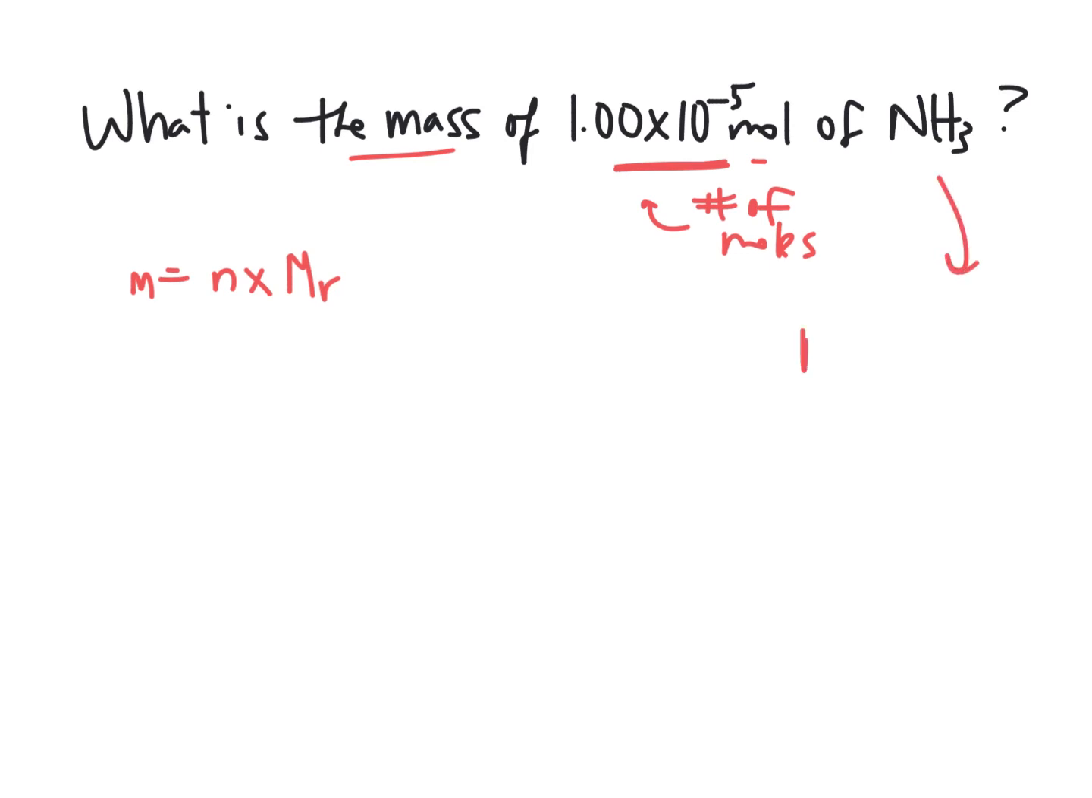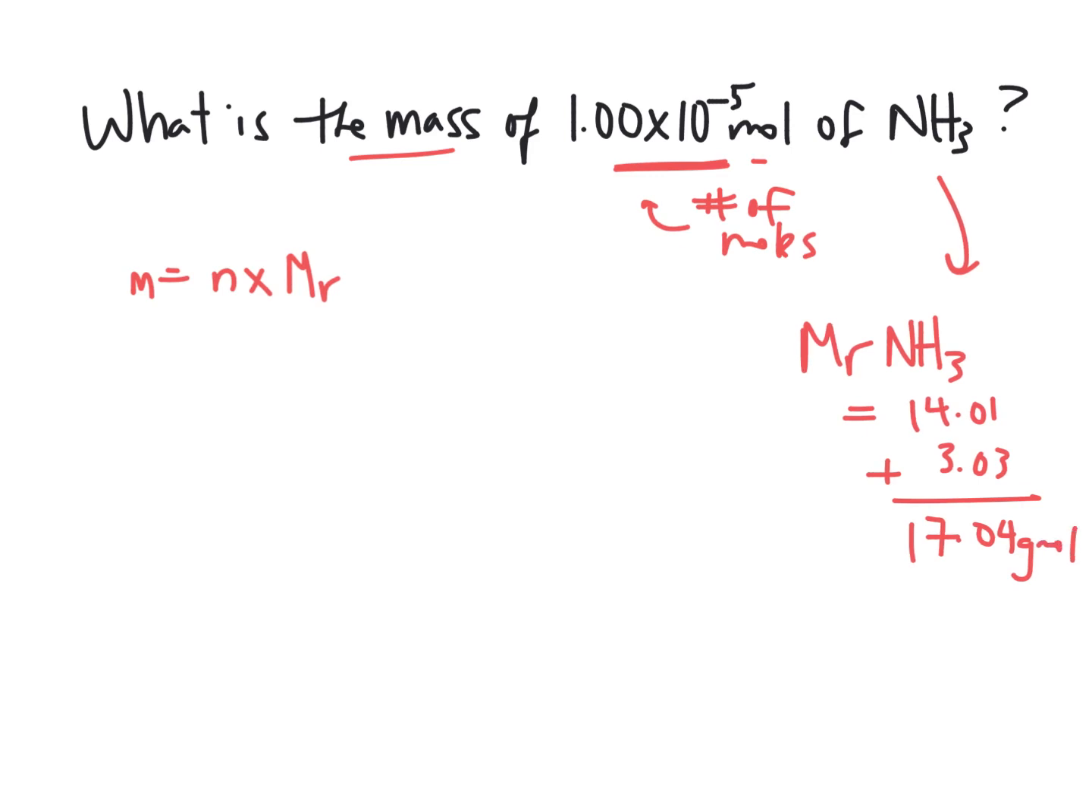Let's determine the relative molecular mass of NH3 from the periodic table. So there's 14.01 for the nitrogen, and each hydrogen is 1.01, right? So that's 3.03 for the hydrogens, for a total of 17.04 grams per mole.